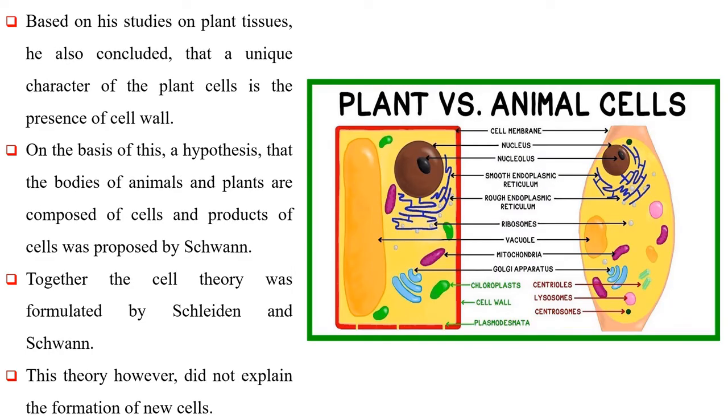Based on his studies on plant tissues, he also concluded that a unique character of the plant cells is the presence of cell wall. On the basis of this, a hypothesis that the bodies of animals and plants are composed of cells and products of cells was proposed by Schwann. Together, the cell theory was formulated by Schleiden and Schwann. This theory, however, did not explain the formation of new cells.